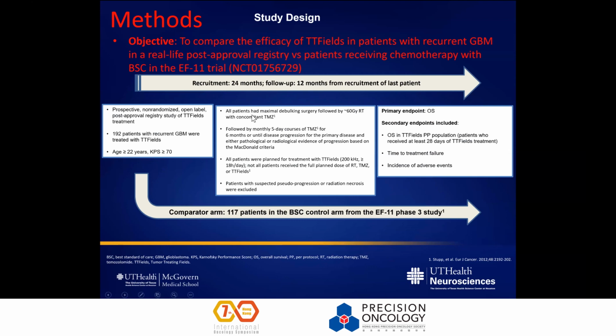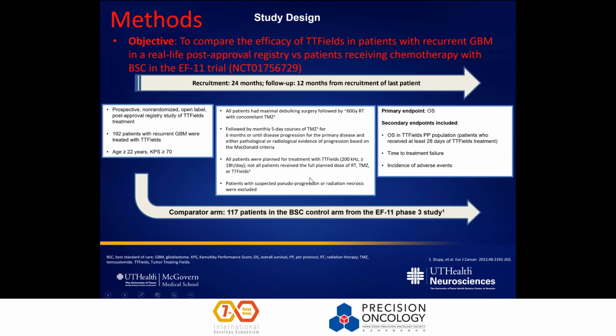recurrent GBM. So all the patients have had standard of care: maximum debulking surgery if possible, followed by 60 Gy or above radiation with concurrent temozolomide, and followed by cyclic temozolomide for 6 months or until disease progression. Progression is measured by MRI with McDonald's criteria. All patients with the TTF treatment follow the standard FDA approval guidelines, 200 kilohertz, 18 hours per day, with a 4-week average.